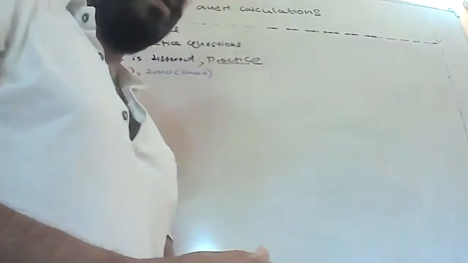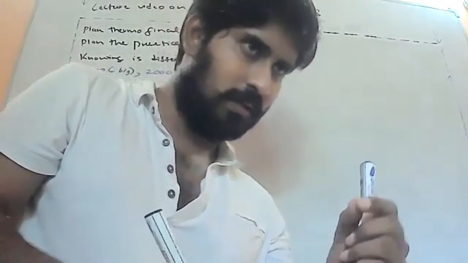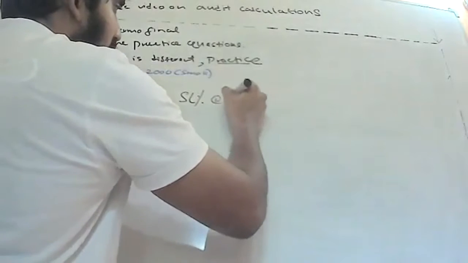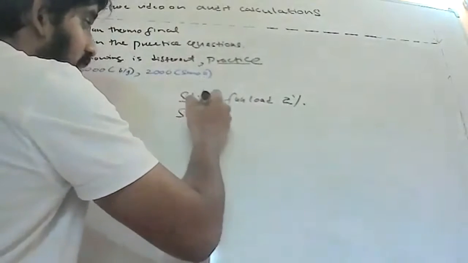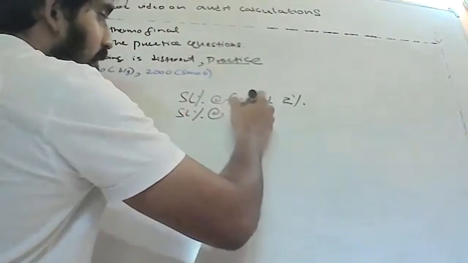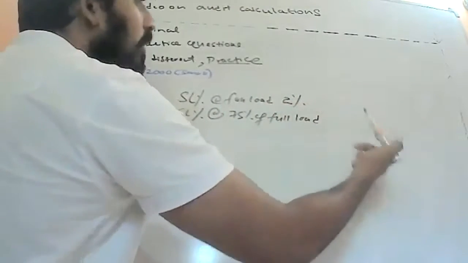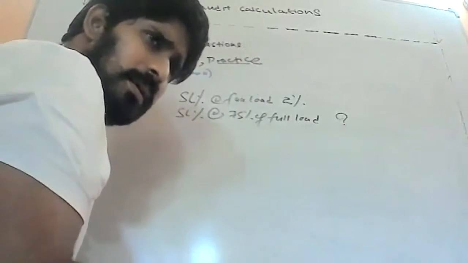Okay, so now as according to the problem, it is given to us that at the full load, the surface loss percentage is 2%. Surface loss percentage at full load is 2%. Surface loss percentage at 75% of full load is unknown. We don't know that, so let's put a question mark. Okay, right. So now let's generate a very simple equation.